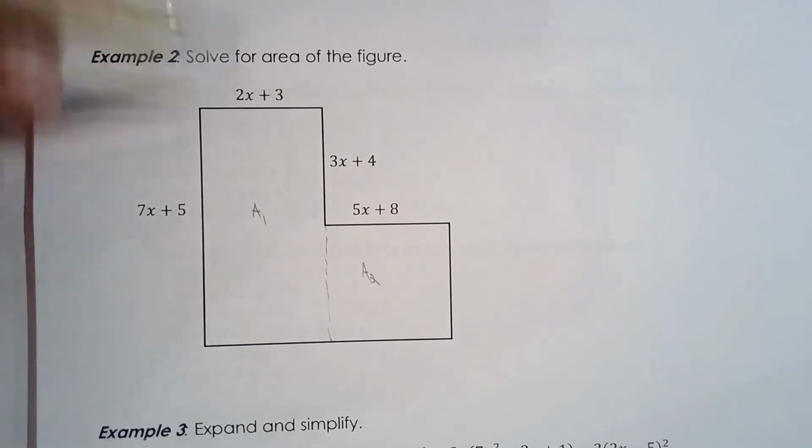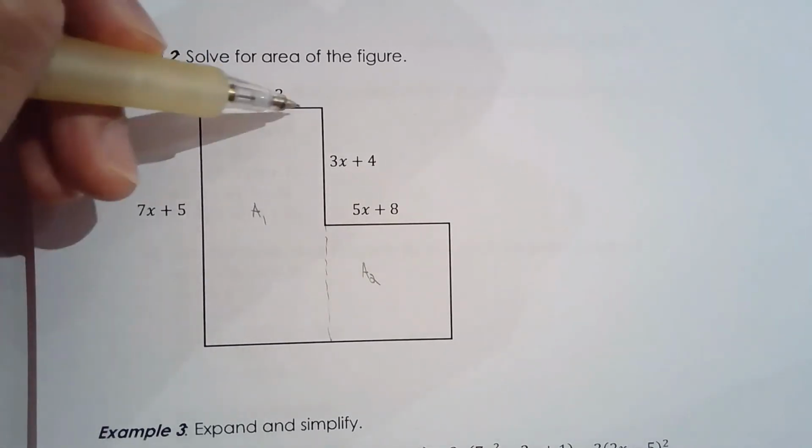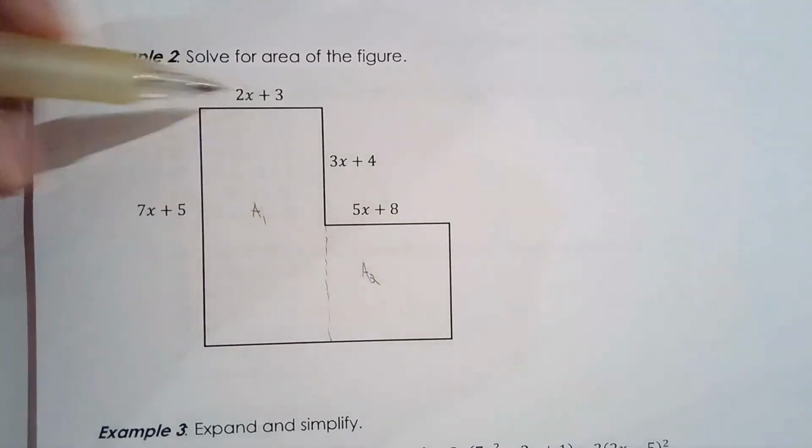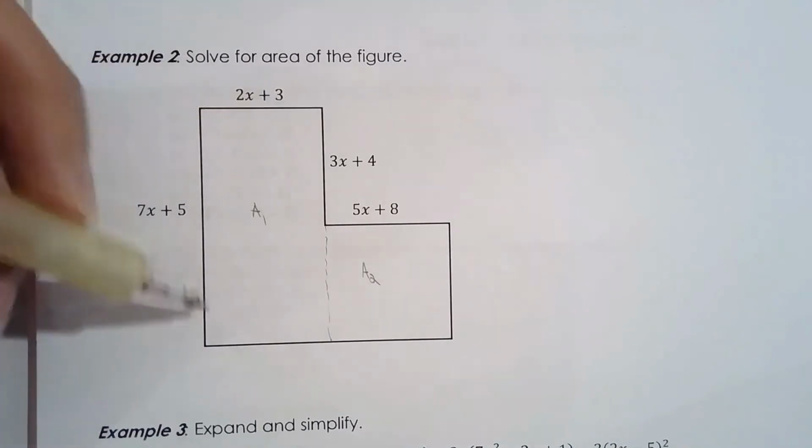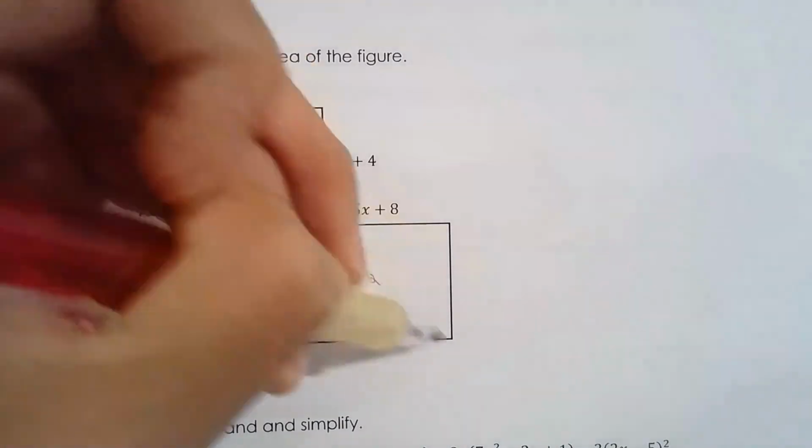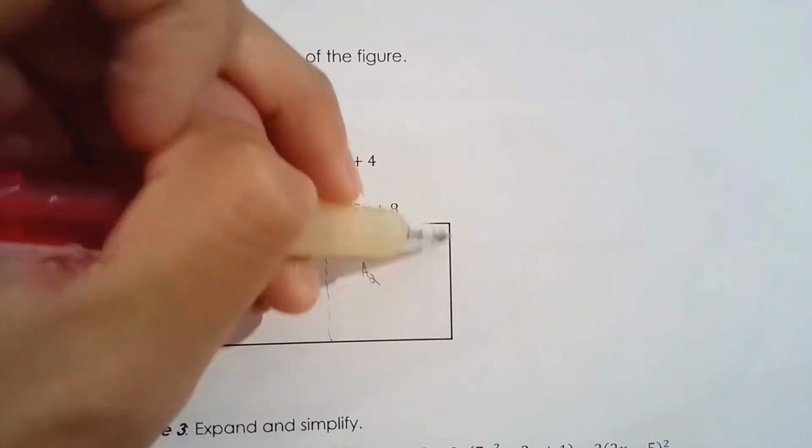All right, so back to the 2 rectangles I have here. I can find the area of this rectangle because I have both dimensions, the length and the width. But for this rectangle, what I'm missing is this dimension here. I'm going to label this as y.